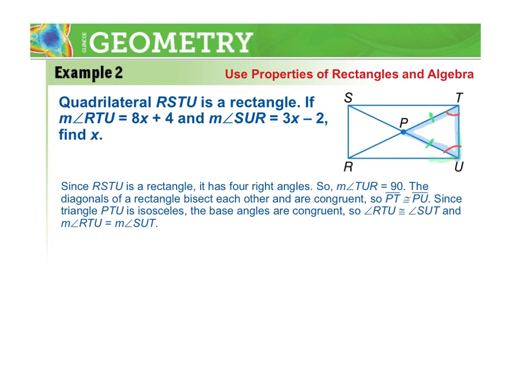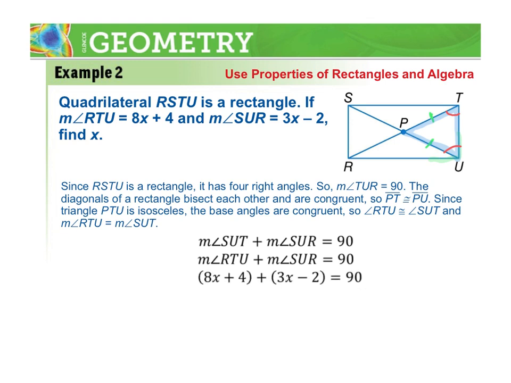Now that we have a pair of congruent angles, it's time to work towards the solution. The measure of angle SUT plus the measure of angle SUR equals 90 degrees. Since angles RTU and SUT are congruent, their measures are equal. We substitute the measure of angle RTU for the measure of angle SUT. We then substitute in our expressions and get 8x plus 4 plus 3x minus 2 equals 90. Combining like terms gives us 11x plus 2 equals 90. Subtracting 2 from both sides gives us 11x equals 88. Dividing through by 11 gives us x equals 8.